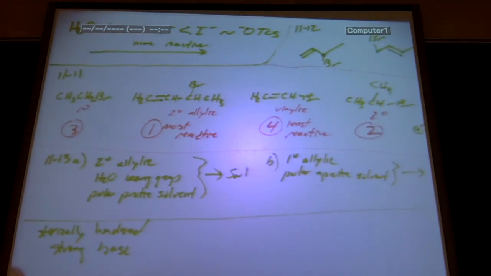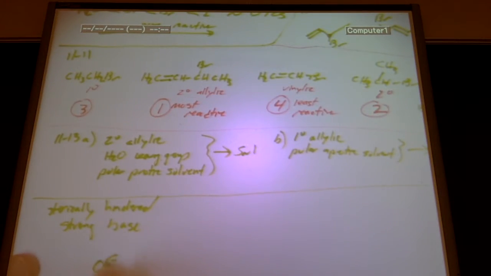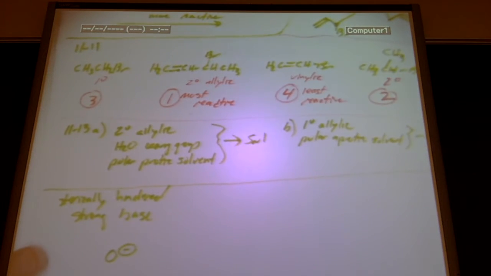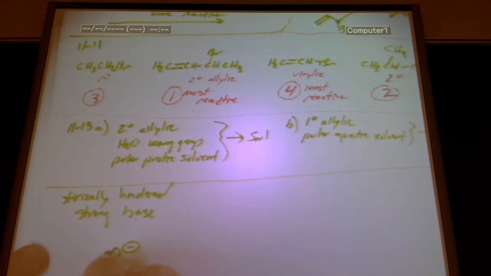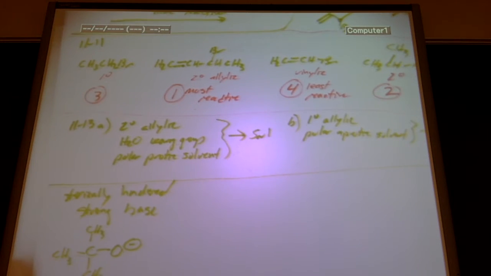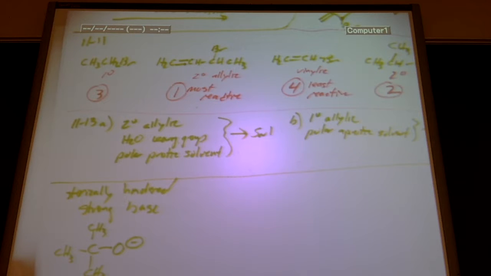Let's see what a sterically hindered strong base is. Strong base, oxygen with a minus charge on it. A sterically hindered strong base is one where the carbon with the oxygen with minus charge on it is tertiary. So the tert-butoxide ion would be an example of a sterically hindered strong base.